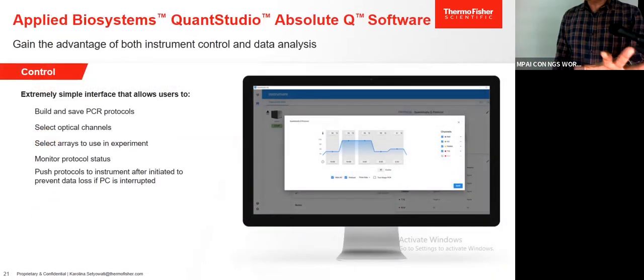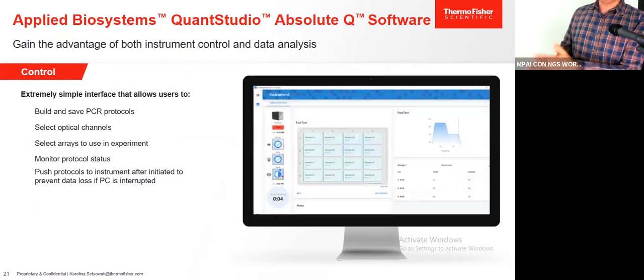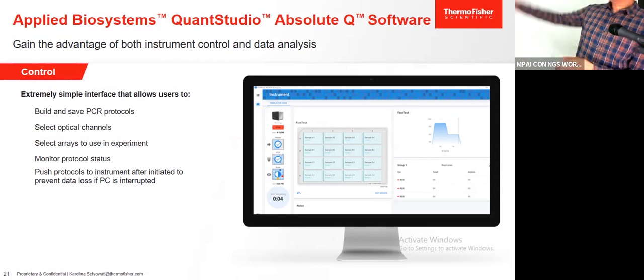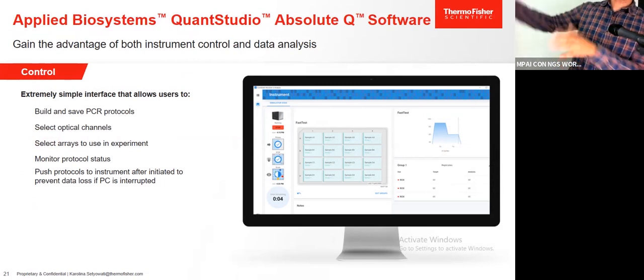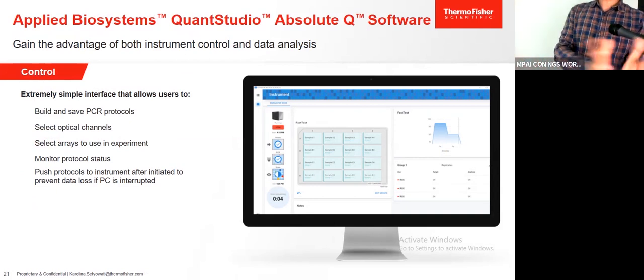As far as the software is concerned, all features that are required for setting up the protocols are available. You can modify them also. You can upload the protocols also, and when you set up the run, it gives you the time also. This is the time that it is going to take for the completion of the run, which means you can go and do some other work at the same time.